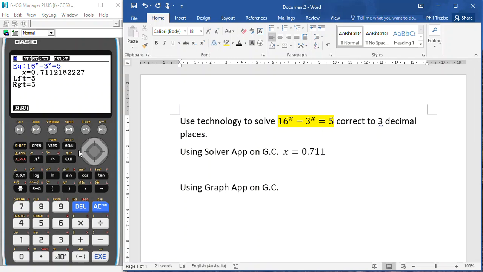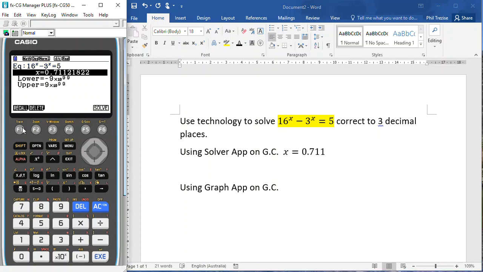That's pretty straightforward. The Solver app doesn't always converge, and you would have noticed that I have a lower and an upper limit here. I can change those lower and upper limits. That's a really large negative to a really large positive, so it's searching a very large domain, but it still works nicely and it's quick.